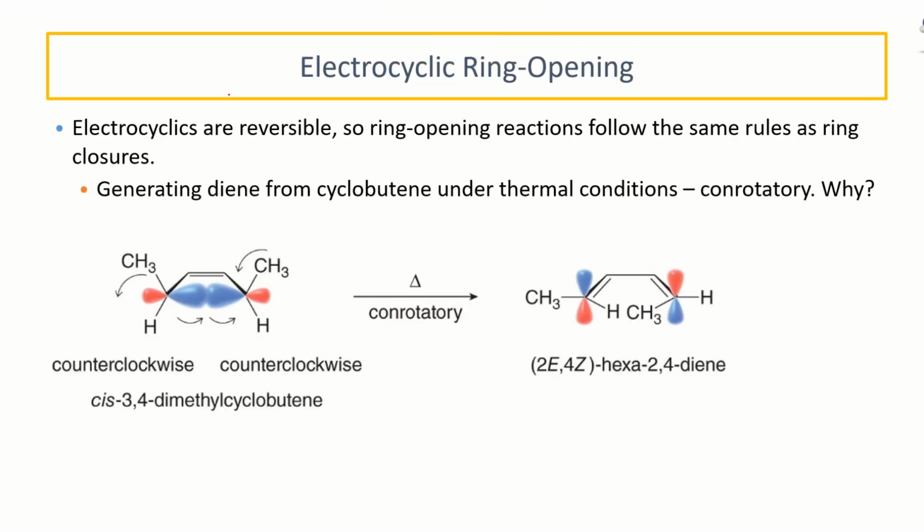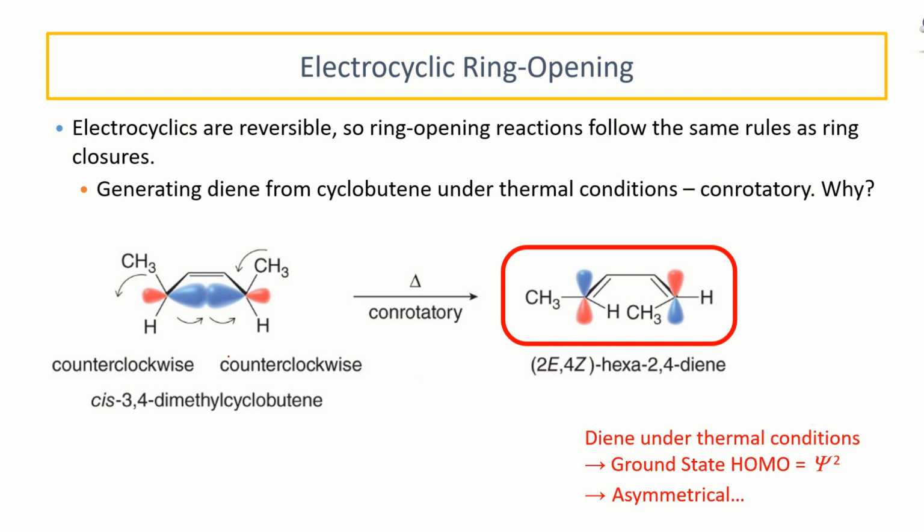Now herein we're going to elucidate our products from the electrocyclic ring opening. So in this case here I have a cyclobutene that is cis for both methyls, and so on thermal ring opening, we end up with a 2E4Z.